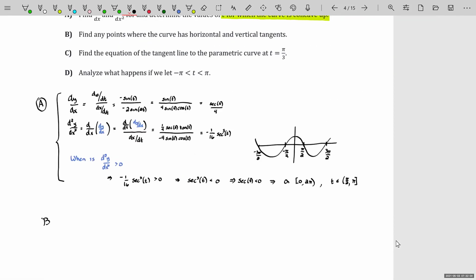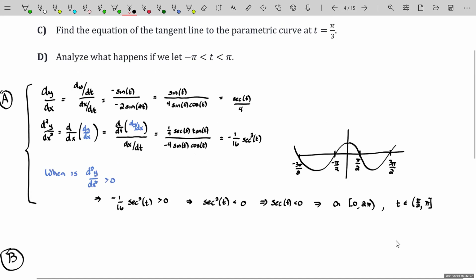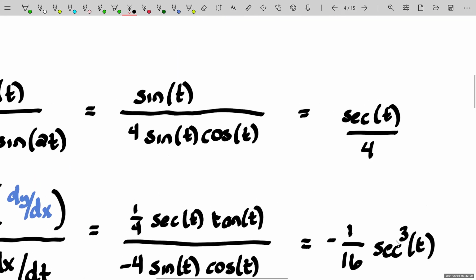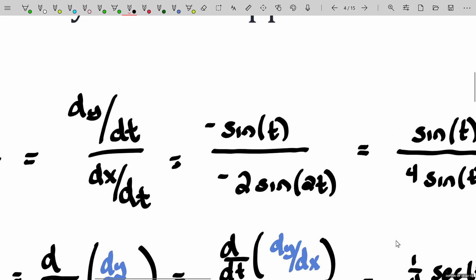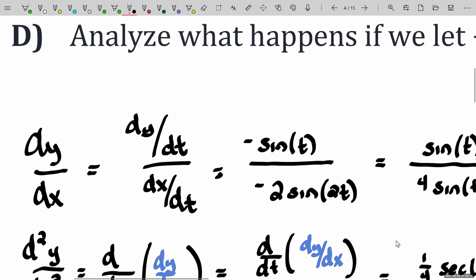So part B, find any points where the curve has horizontal tangents. Let's worry about horizontal tangents. Here's the deal. Let's take a look at the derivative, the first derivative. To have a horizontal tangent, we want dy/dt to be 0. However, we do not want dx/dt to be simultaneously 0.